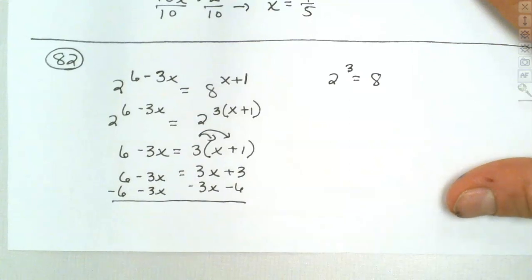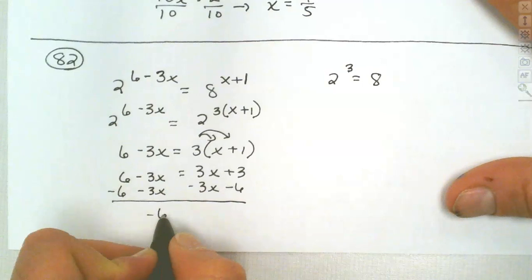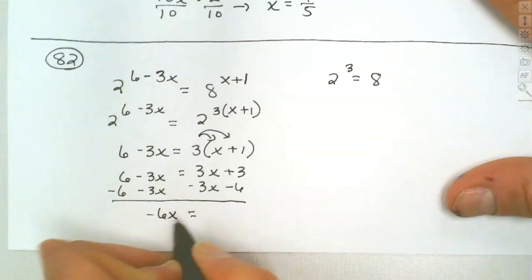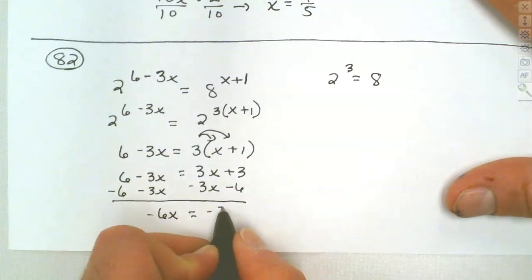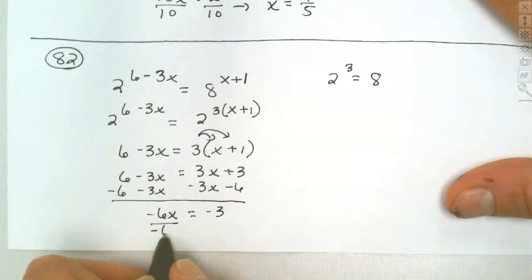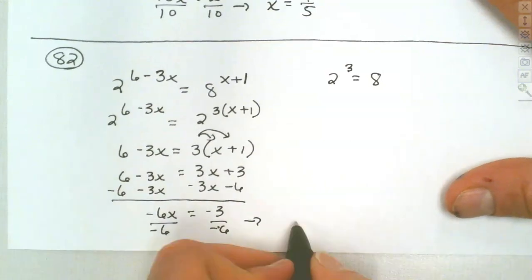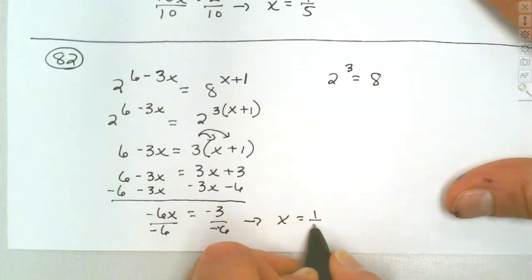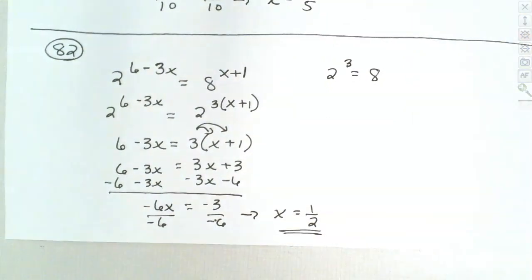The 6's will cancel. That'll make it minus 6x on the left. On the right, we have 3 minus 6. Makes it a minus 3. Divide by your negative 6. Negative and negative makes it then a positive 1/2, doesn't it? See how we distributed through there? Okay. And that was question 82.